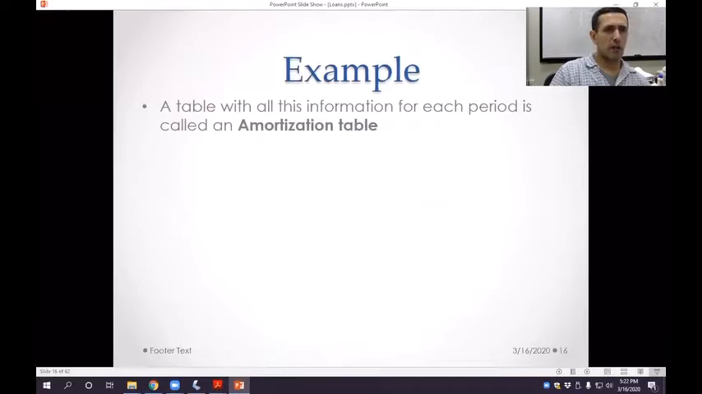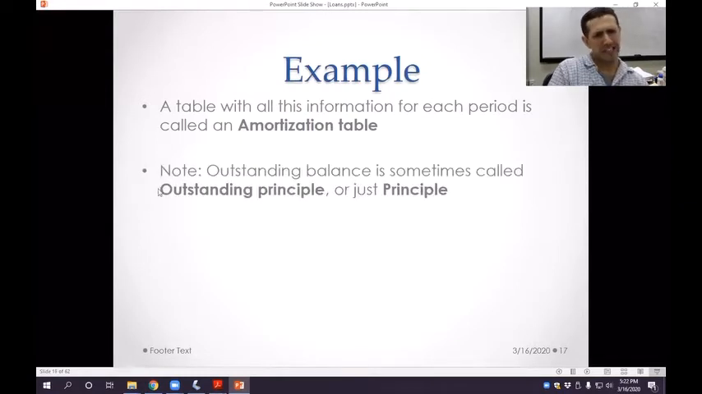All right, so a table with all this practical information is called an amortization table. Now, I should mention I have no idea where the word amortization came from. It's a very bizarre word, but it's not like I came up with the word myself. And as I mentioned, often outstanding balance is called principal. It means the same thing.